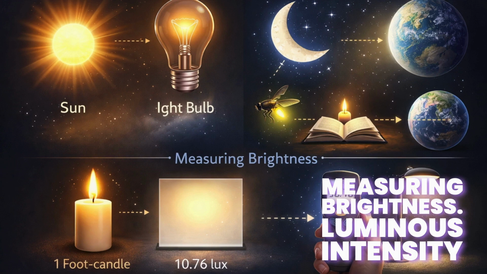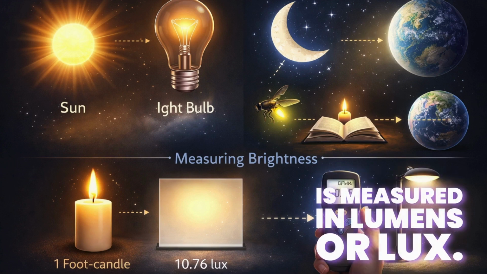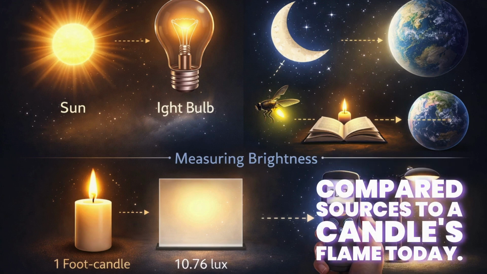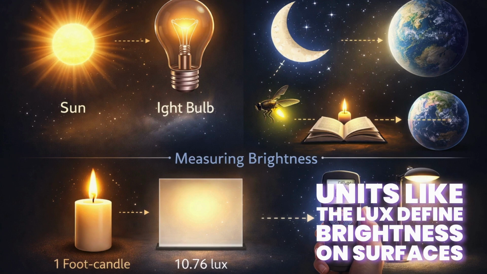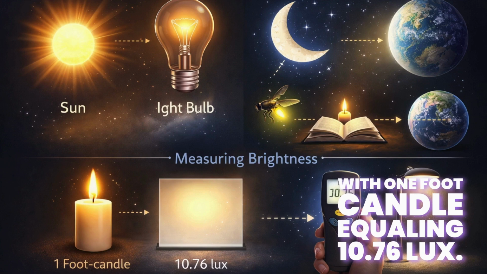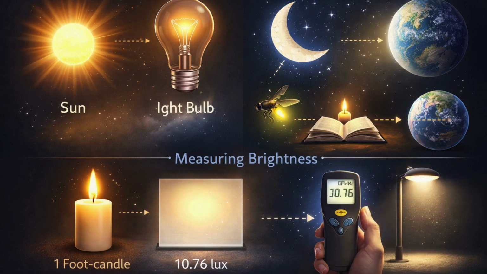Measuring brightness. Luminous intensity is measured in lumens or lux. Historically, candle power compared sources to a candle's flame. Today, units like the lux define brightness on surfaces, with 1 foot candle equaling 10.76 lux.